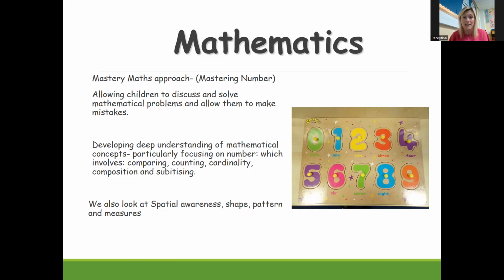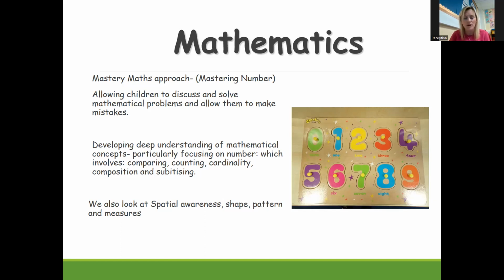That's recognizing how many without counting. So looking at 5 dots and understanding that there's 5 there. Initially, we might look at dice patterns, which is the ones that the children are more familiar with. But later on, we'll look at different ways of, like, they might be able to recognize 7 because they can see that 4's there and 3's there, and you know that 4 and 3 make 7. So we're looking at subitizing in different ways as children get a little bit older. We also look at spatial awareness, looking at shape, pattern, and measures.